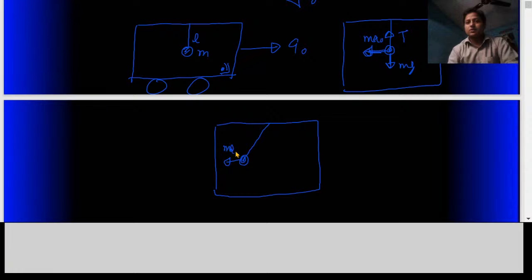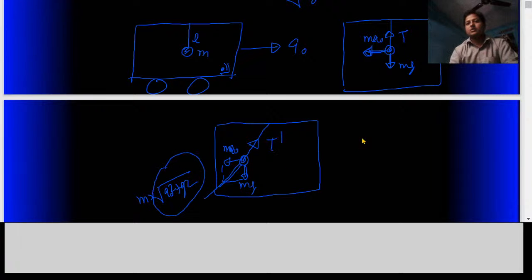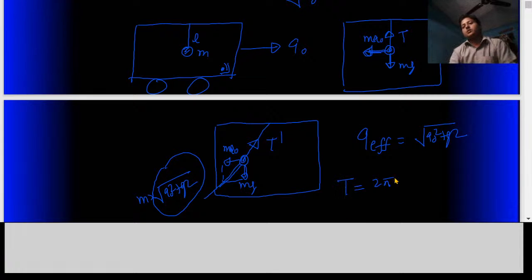Here the leftward force is ma0, the downward force is mg, and both forces have a resultant in this direction, that is m times under root (a0 squared plus g squared). This is balanced by the tension. So here is the effective acceleration. The effective acceleration here is under root (a0 squared plus g squared). So what is the time period? The time period is 2π under root L over effective acceleration, that is under root (a0 squared plus g squared).